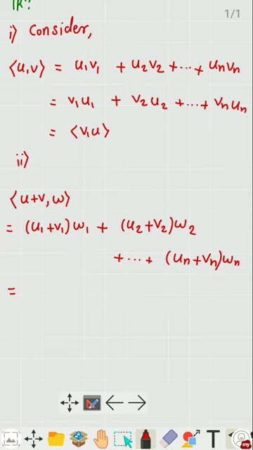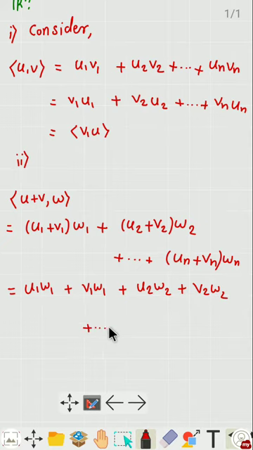So multiply inside, you will get u1 w1 plus v1 w1 plus u2 w2 plus v2 w2 plus dot dot plus un wn plus vn wn.